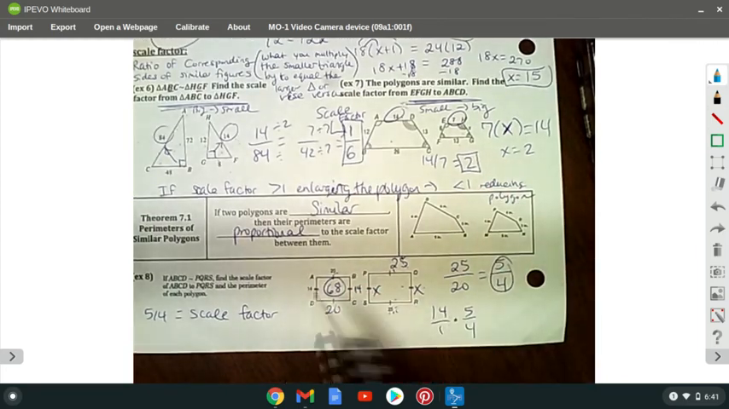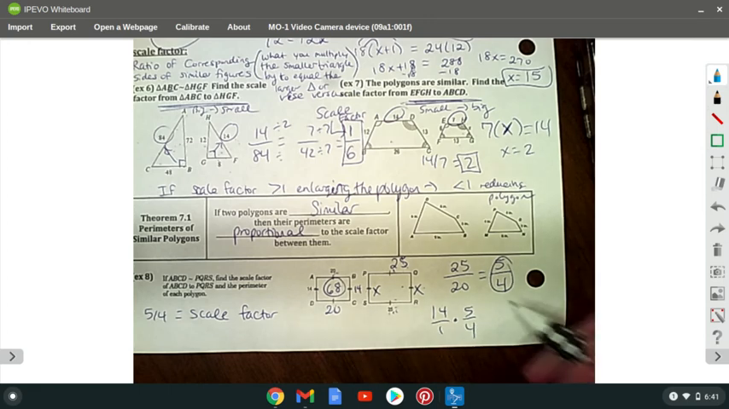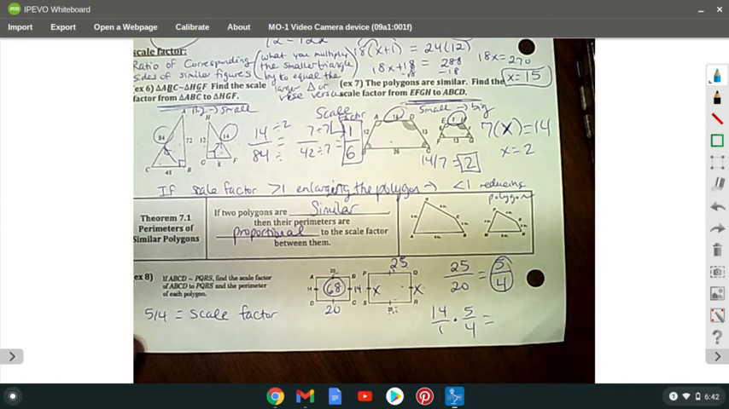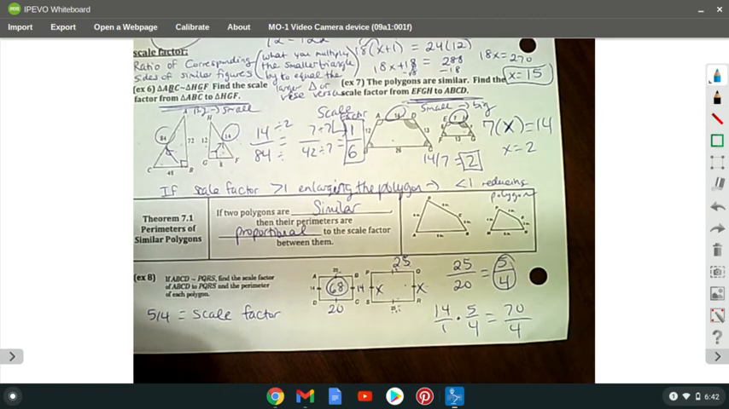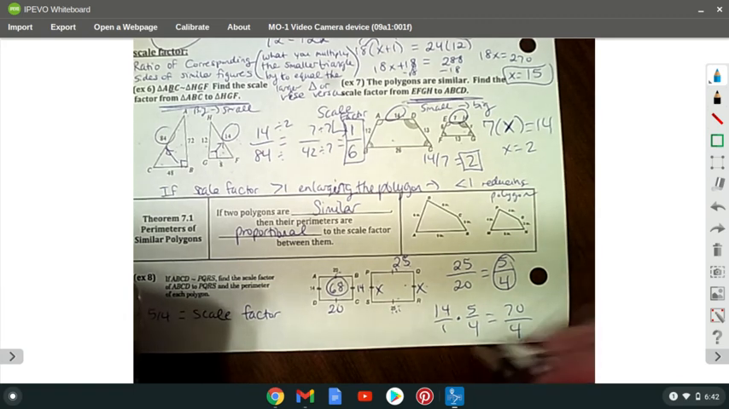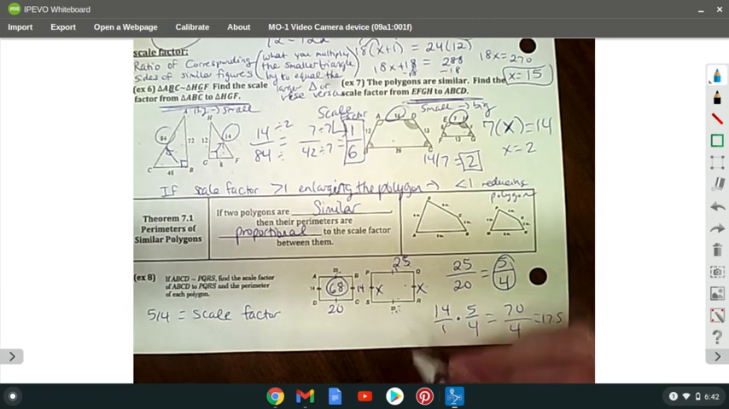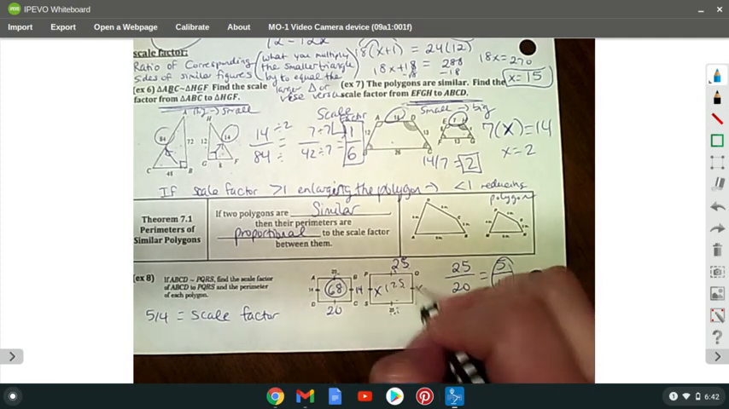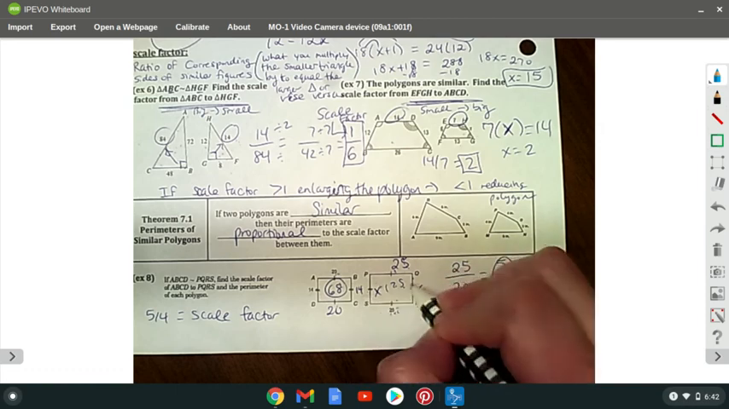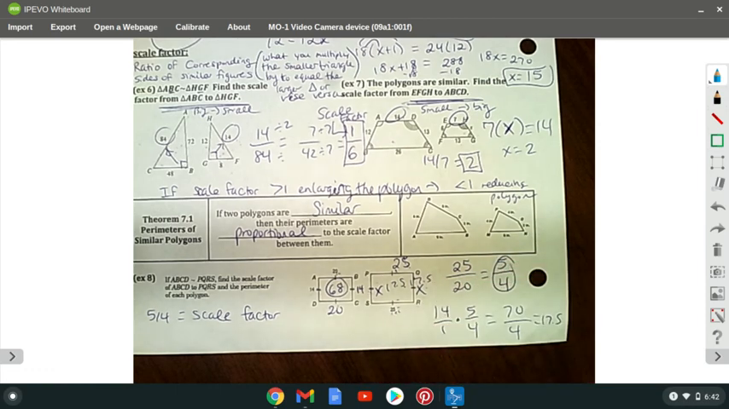If I multiply this side by 5/4, which is my scale factor, I just put 14 over 1 to make this easy to multiply. Okay. 14 times 5 is going to give me 70 over 4, which gives me 17.5. So that means this x is 17.5. So the perimeter of this polygon, if that side's 17.5, this one should also be 17.5.